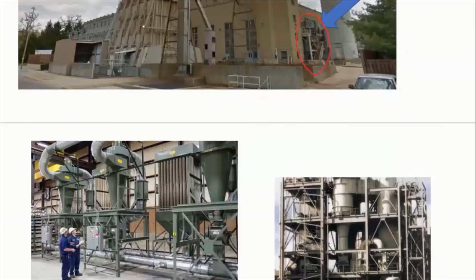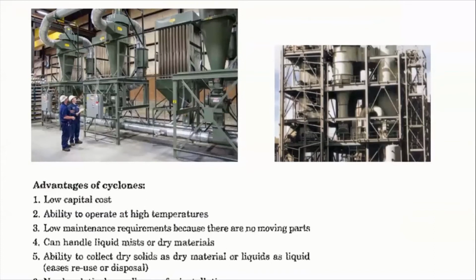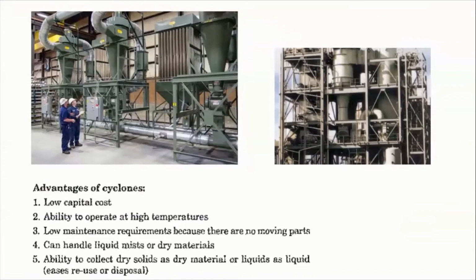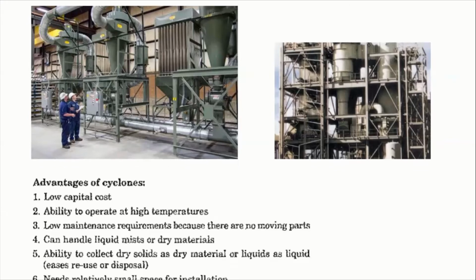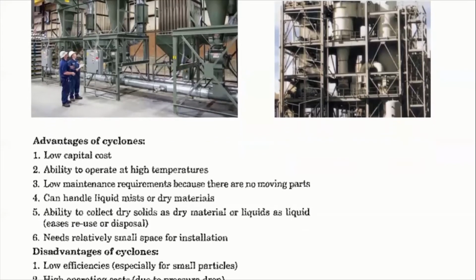Here are a few other pictures of cyclones. Cyclones can be large, can be small. You can design different dimensions of it, right? If there's a large-scale coal-fired power plant with really high power or capacity, then we can build more cyclones or build larger cyclones to remove the particles. There are a few advantages and disadvantages of cyclones, and it's actually quite straightforward to understand these, right?